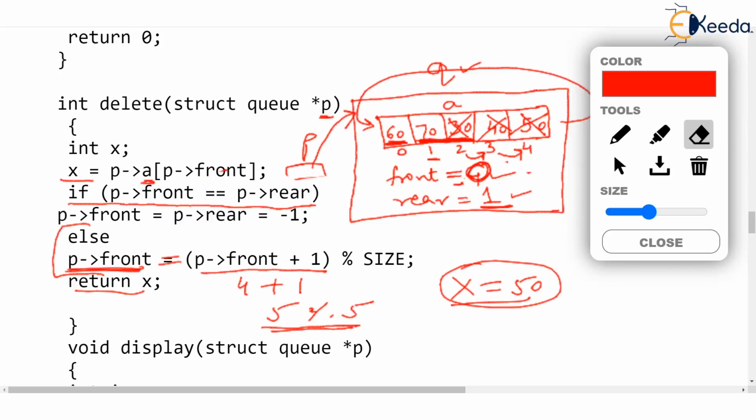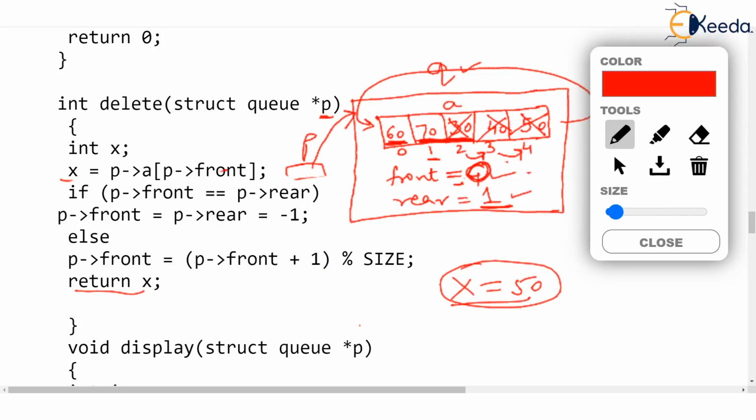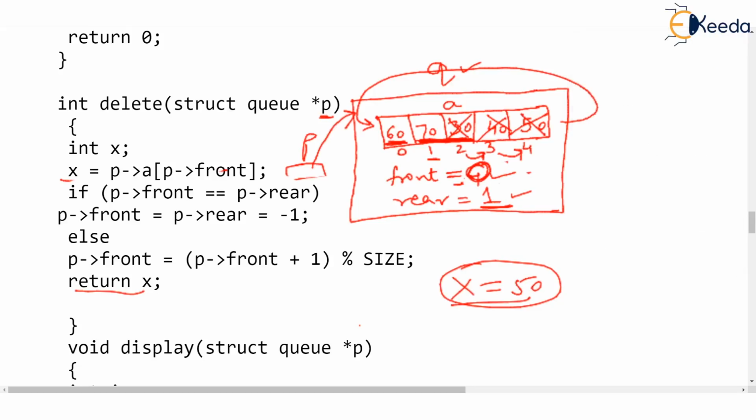Why I'm saying two more times is because now only two elements are left, 60 and 70. And understand what happens when you delete those elements also. So watch it. If you execute delete, x will be equal to a[front], but front is at the moment 0 and a[0] is 60. So x becomes 60. We then inquire, is front equal to rear, which is false because front is 0 as you see in the box and rear is 1.